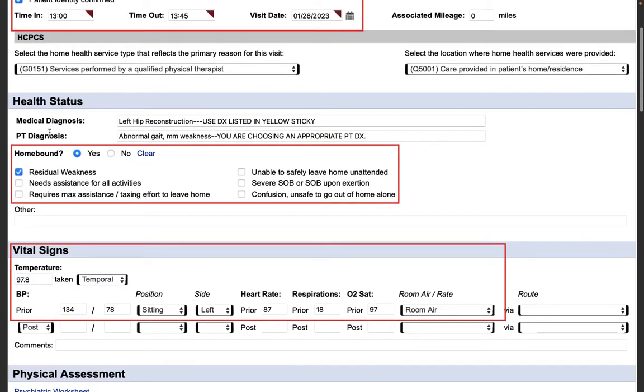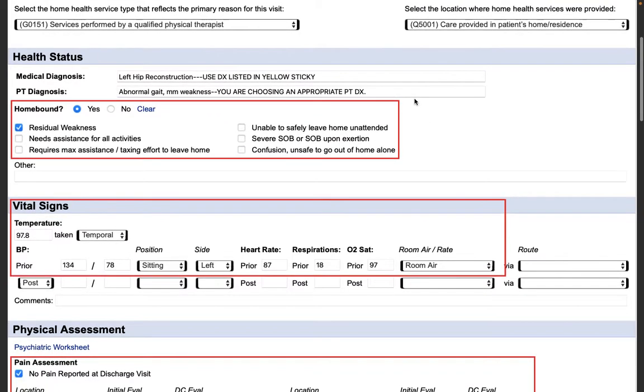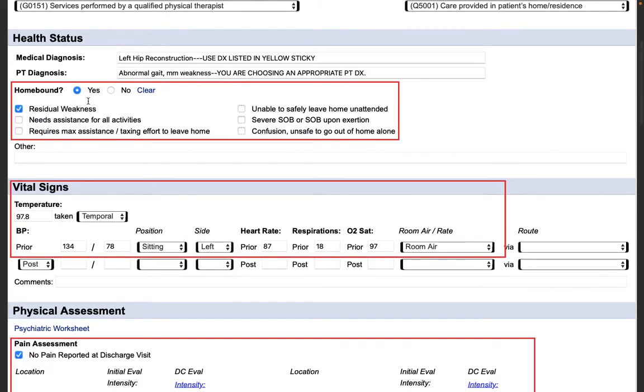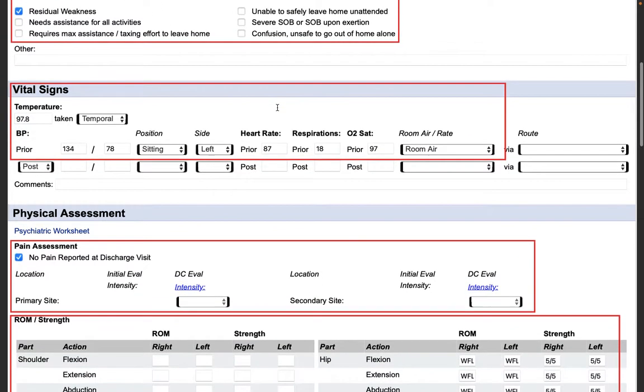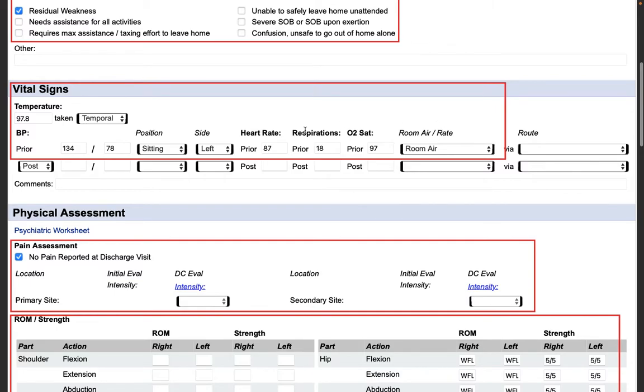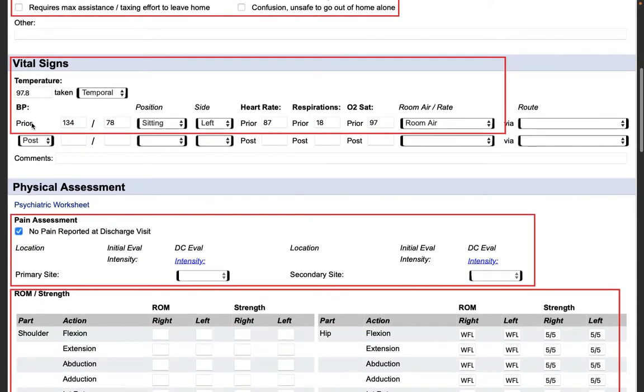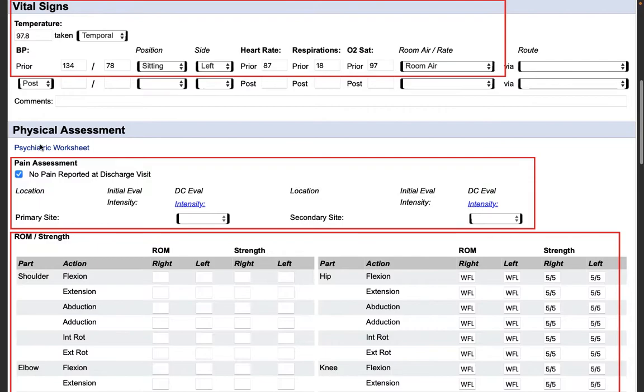The medical and PT diagnosis, this information carries over from previous visits, so you will not need to manually input that. Homebound status, yes, as this is a billable visit. You'll need to check one of these boxes. Vital signs need to be filled out in full. You need to complete prior. If you complete post, that's fantastic.